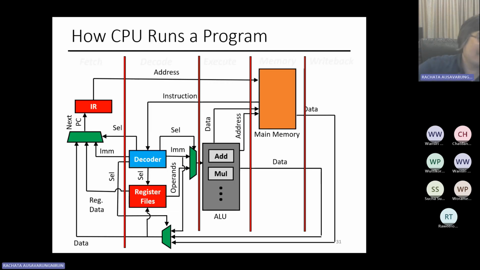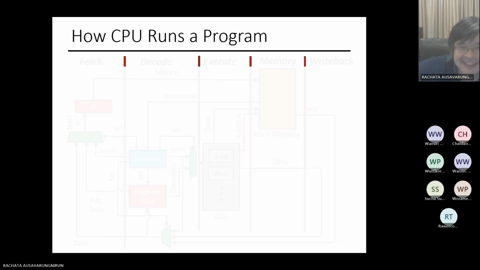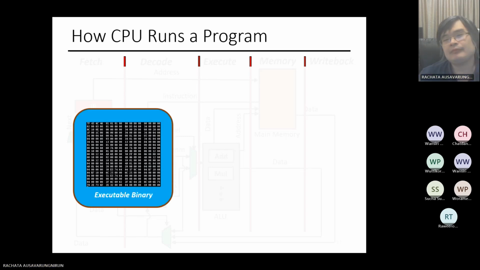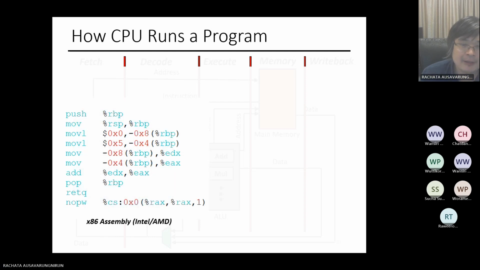How the CPU runs the program. Forget about the diagram. I just want to flash this to show that they're hardware. I also want to flash this to show that these are just ones and zeros in binary, which you can represent in assembly language. So here is the assembly code that represents a program. What it does is add, literally doing 0 plus 5, return 5.